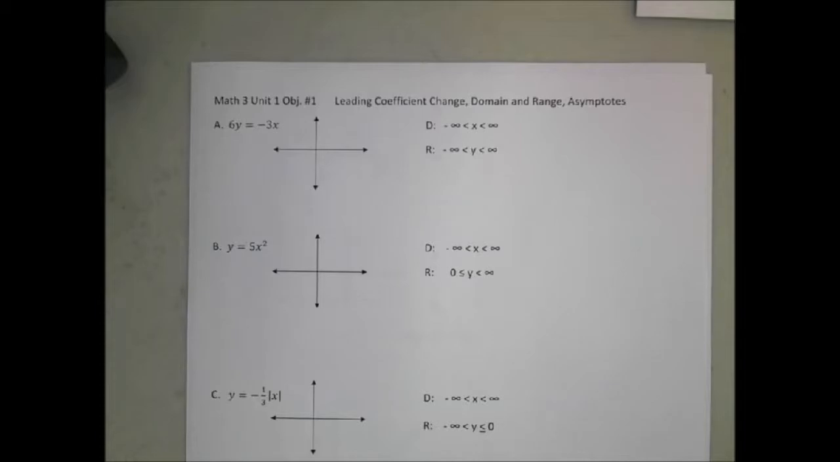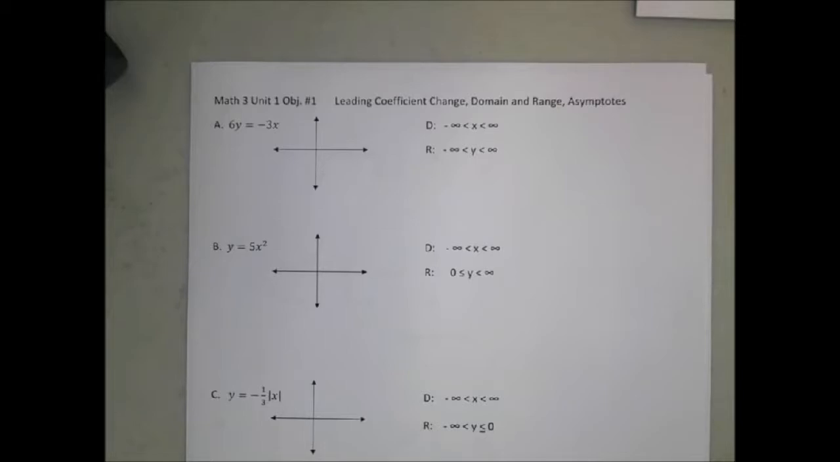Getting into Objective 1. Objective 1 is taking a look at those graphs that we looked at in the introduction to Objective 1, the parent graphs, and seeing what happens when we change the leading coefficient.